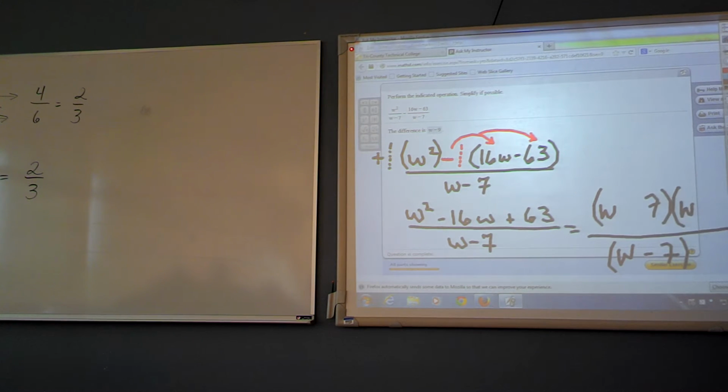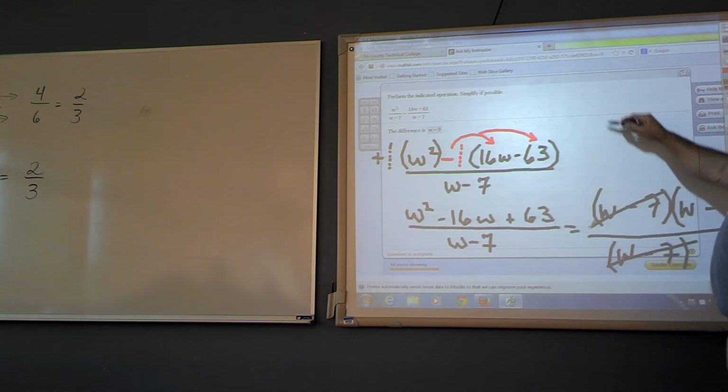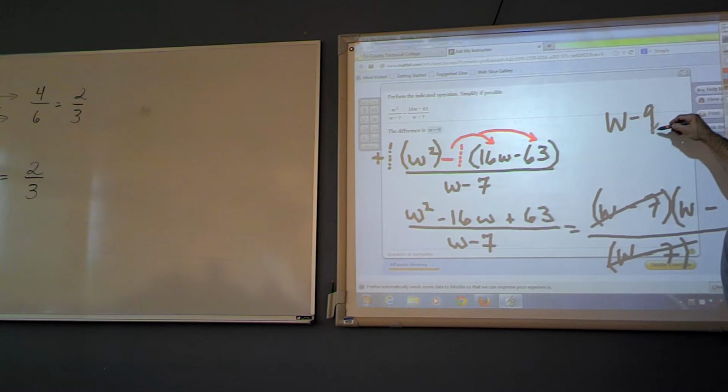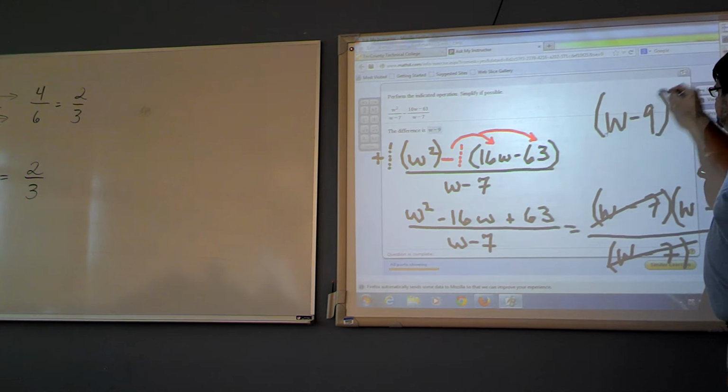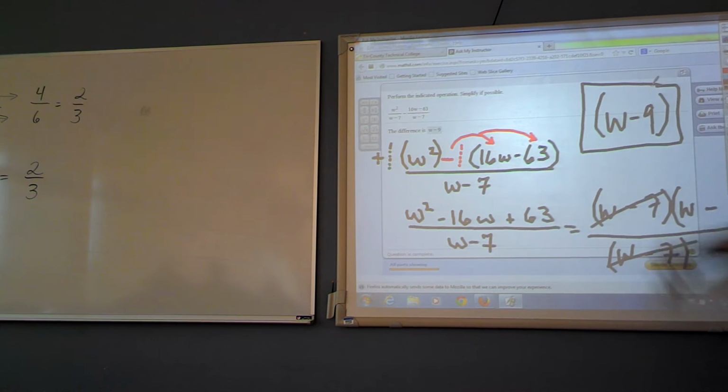7 and a 9. And we want a -9, right? And a -7. And the W minus 7's cancel. Then you're left with W minus 9. And you don't have to put it in parentheses because it's by itself.